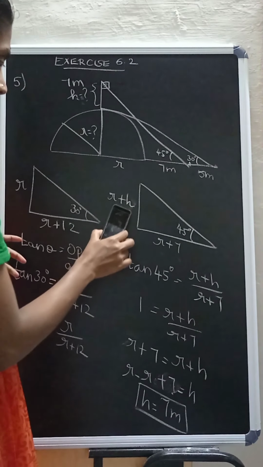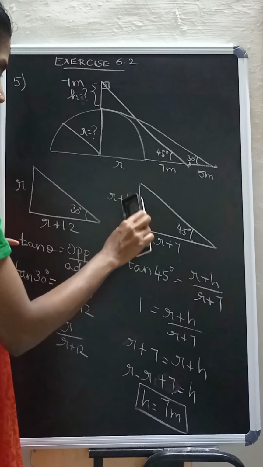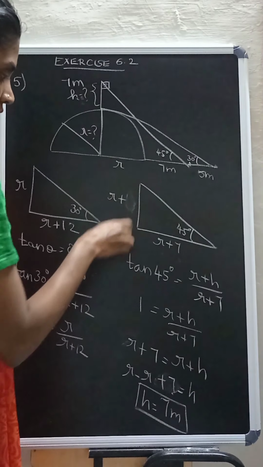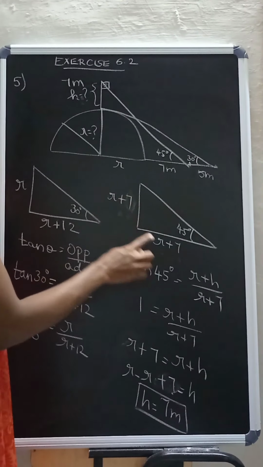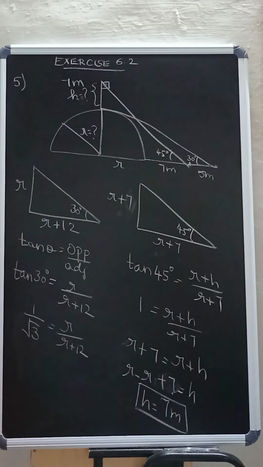So we have got here now r plus 7. This is also r plus 7 and this is also r plus 7.